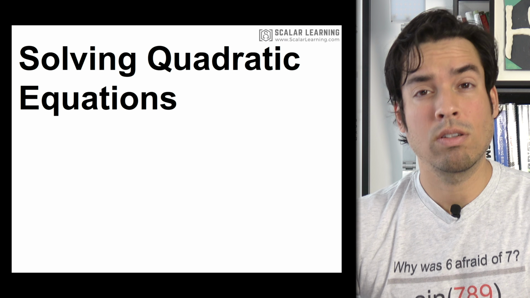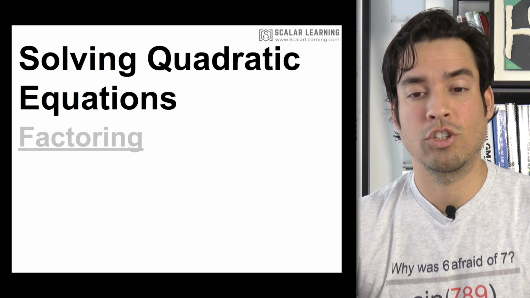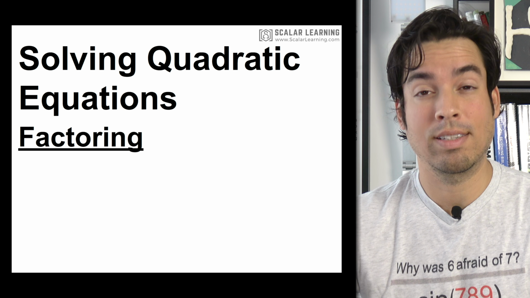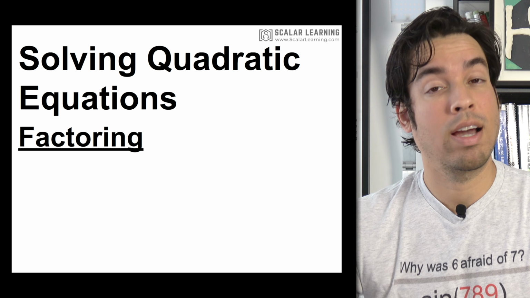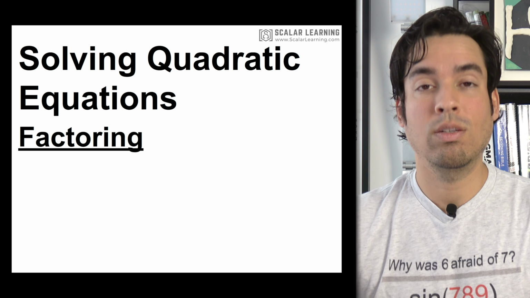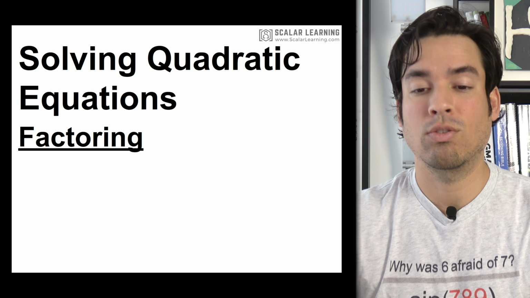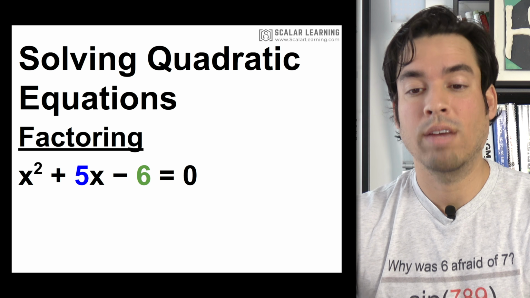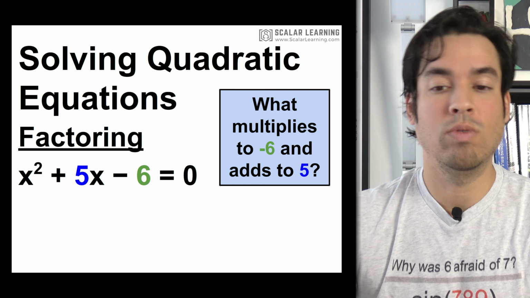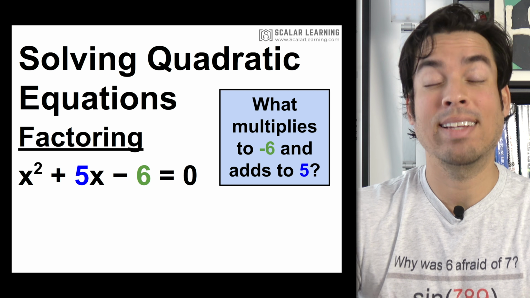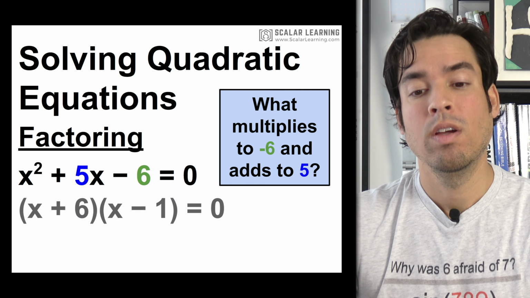Now let's talk about solving quadratic equations. So again, a quadratic equation is simply an equation where the highest degree is 2. The first thing that we want to become aware of is factoring. In order to factor this, we have to ask the question, what multiplies to -6, that green value, and adds to +5? Okay, so what would do that?